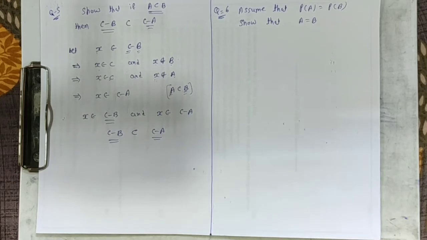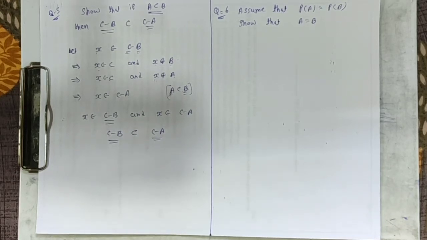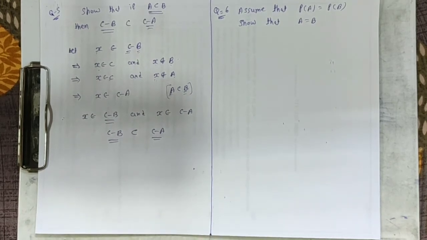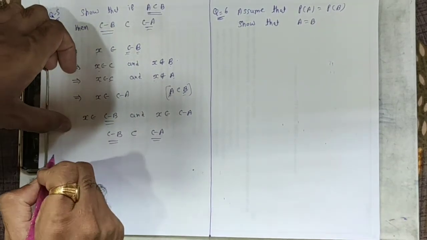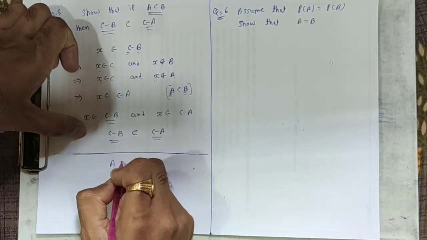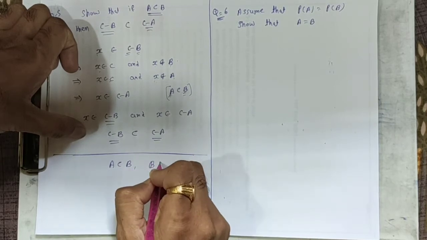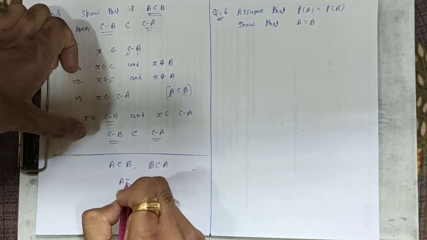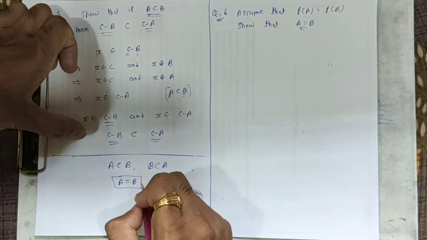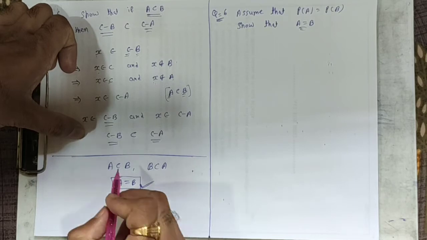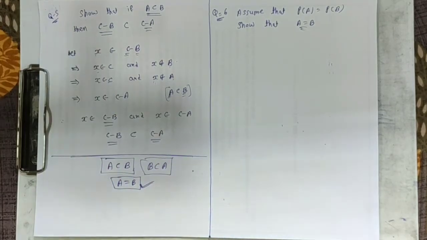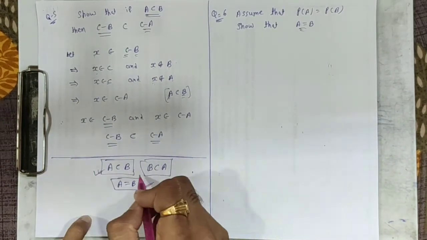Clear? Now question number 6: we have to assume that the power set of A equals the power set of B, and show that A is equal to B. If two sets are equal, the condition is that A is a subset of B and B is a subset of A. So to prove set A is equal to set B, you have to prove that A is a subset of B as well as B is a subset of A. Clear? So we'll prove both these conditions.